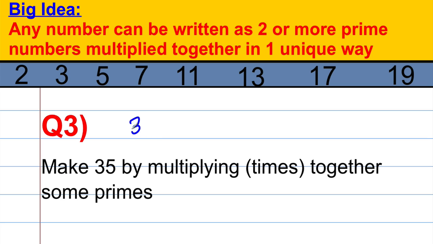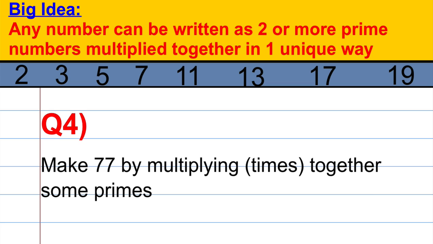How did you make 35? Well, 35 could only be made by doing 5 multiplied by 7, 5 times 7. There is no other way. There are no other primes that multiply to 35. Hence, we're done. Next, 77. Try and make 77 by multiplying together some of the primes above. Well, 77, hopefully you spotted, could be written as 7 multiplied by 11. And hence, it can be written as 2 primes.